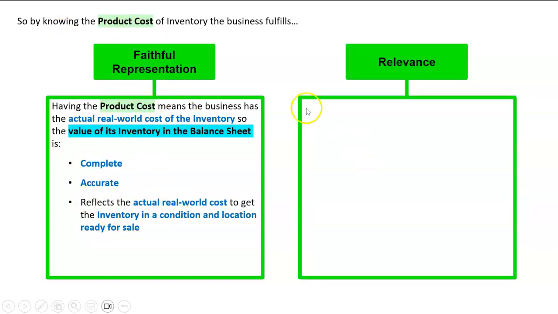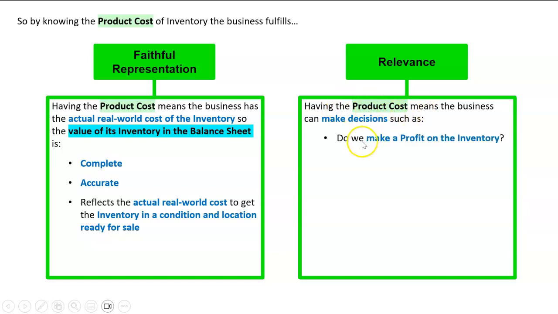I think most importantly though, product costing fulfills relevance, which is all about being able to make effective decisions about the business. So by having the product cost, we can make effective decisions about each model of inventory, such as, do we even make a profit on the inventory? How much to sell the product for? I think that's probably the most important decision. We can't get that right unless we know its actual product cost.